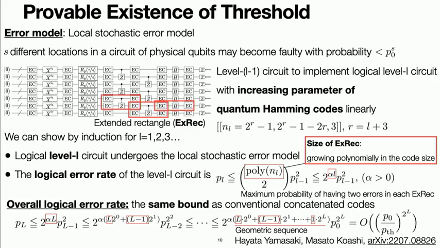X-rec is a part of the level-(L minus one) circuit of the gadget that corresponds to the gadget for the level-L operation and the error correcting gadget, and the adjacent error correction gadget. Unlike the conventional protocol based on concatenated code, the size of the X-rec in our protocol grows polynomially as we increase the code size.